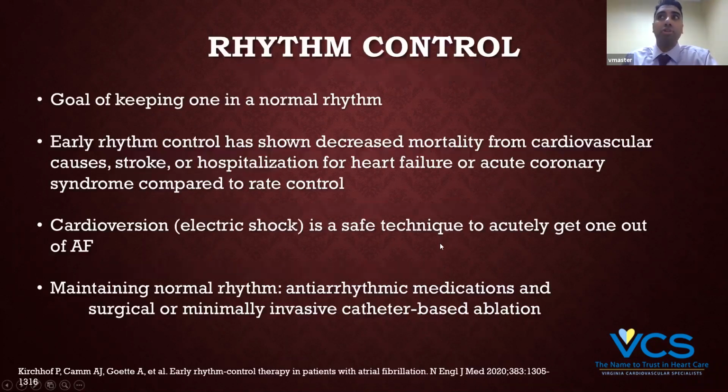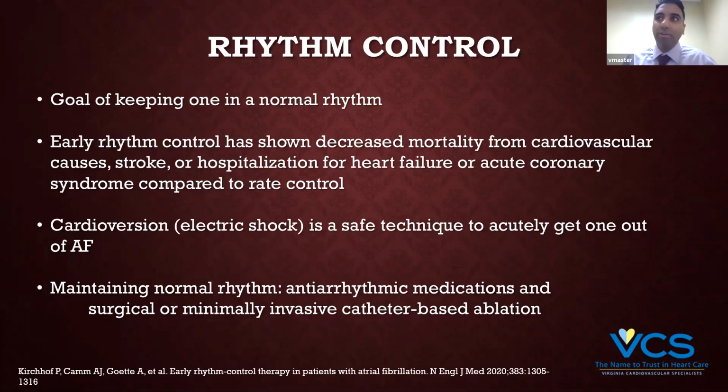The other option is rhythm control. The goal of rhythm control is to keep one in a normal rhythm. A lot of studies now have shown that early rhythm control has many benefits compared to rate control. We've shown a decrease in mortality from cardiovascular causes, stroke, and hospitalization for heart failure or acute coronary syndrome. So patients do really well with early rhythm control, especially if we're able to catch this early, as in paroxysmal, or when it's not been going on for years and years.